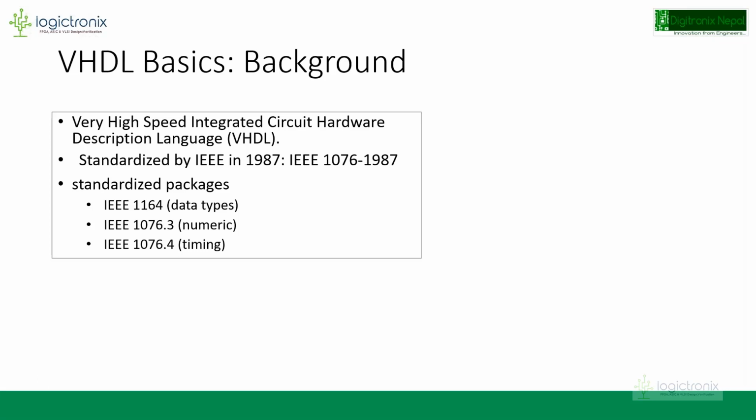There are a few packages, like the library files in the C and C++ languages. There is the IEEE 1164 package, which is for data types, like integer and float data types in C and C++. In VHDL, we have standard logic, integer, bit, and there are vectors also. 1076.3 is for numeric, and 1076.4 is for timing packages. These packages can be instantiated at the top and utilized for calling different functions.